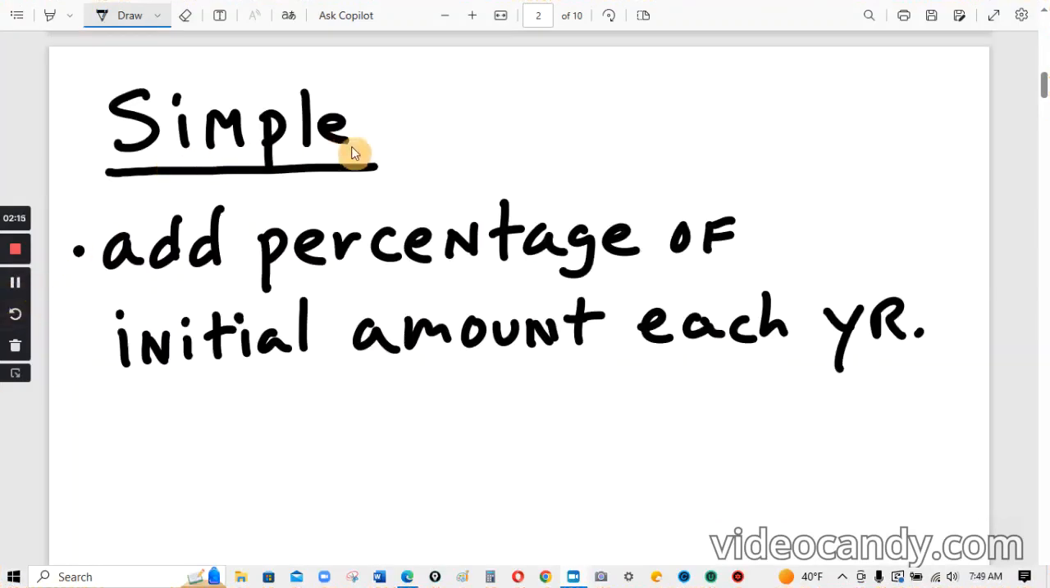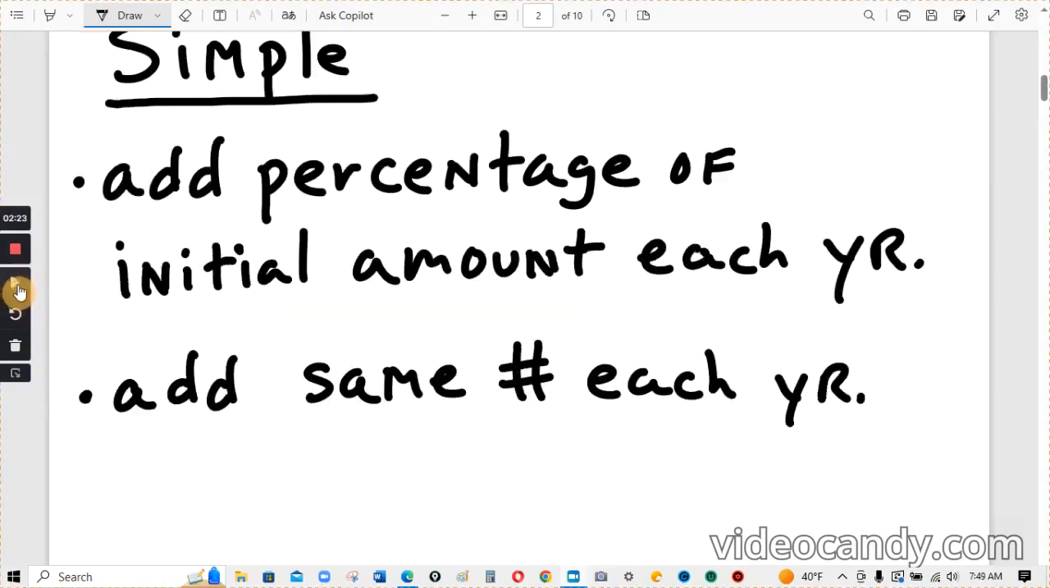All right, so when you do simple interest, you're going to add the percentage of the initial amount each year. And since we're only doing a percentage of the initial amount each year, you're going to be adding the same number each year. As a result, since you're adding the same number each time, the graph is going to be linear. So let's take a look.